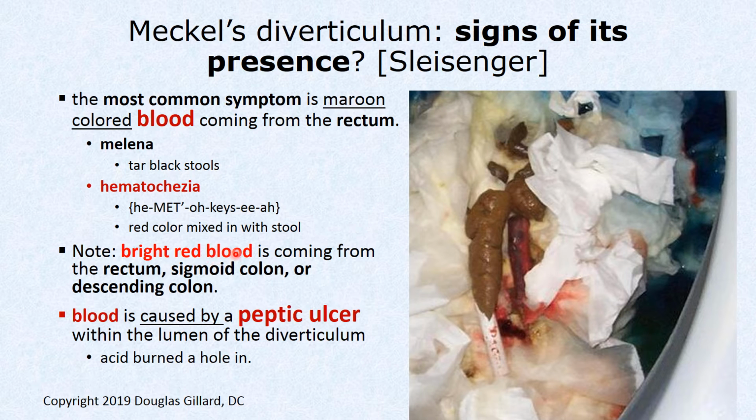Bright red blood would be coming from closer, like the rectum, sigmoid colon, or descending colon. Usually this one is up a little further, so you get a maroon color. Where does the blood come from?